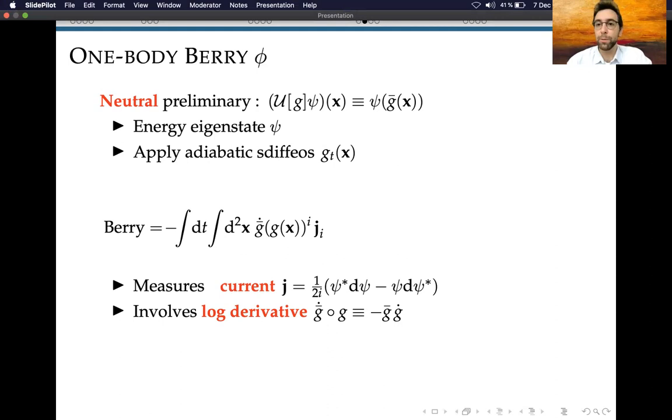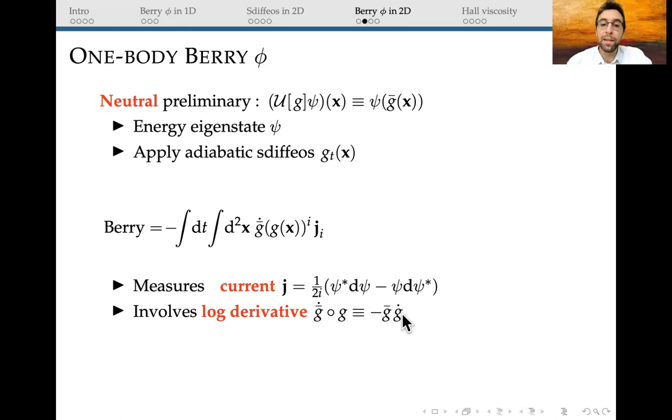Furthermore, this combination g inverse g dot is of course Lie algebra valued. It's a combination of derivatives of g that happens to take values in the Lie algebra. In the case at hand, the Lie algebra consists of vector fields because the group consists of diffeomorphisms. And so this pairing between the current component i and the ith component of this log derivative can be written as a pairing between the one-form of the current and the vector field of the log derivative. And at this stage, that's it. This is the simplest and most compact formula that you can get for the Berry phase due to adiabatic diffeos in a plane. In particular, we can now try to generalize this to charged states.